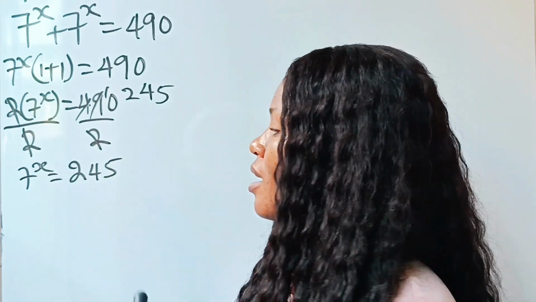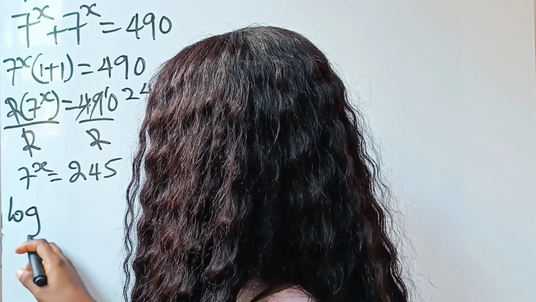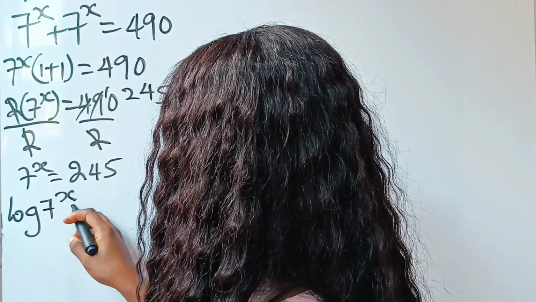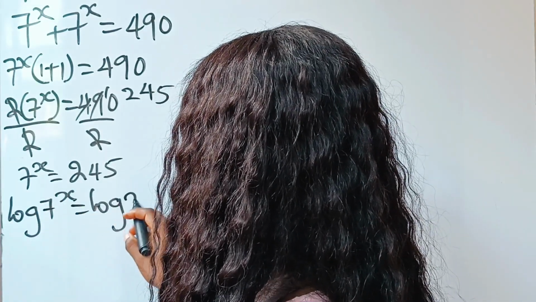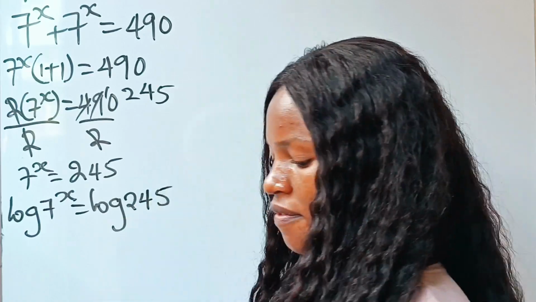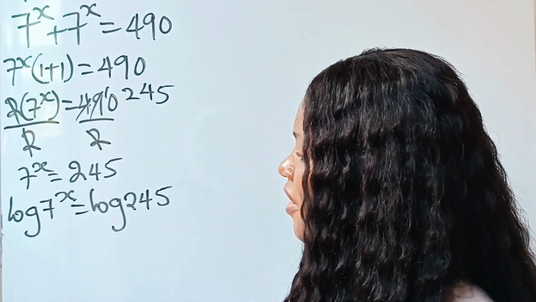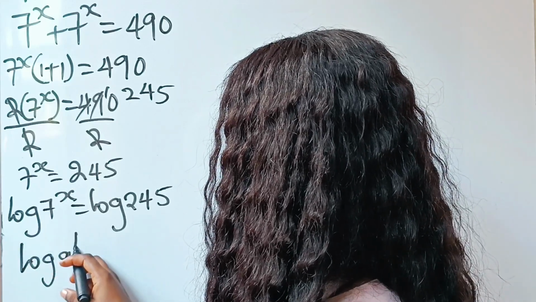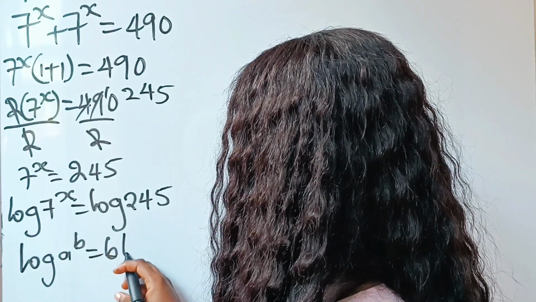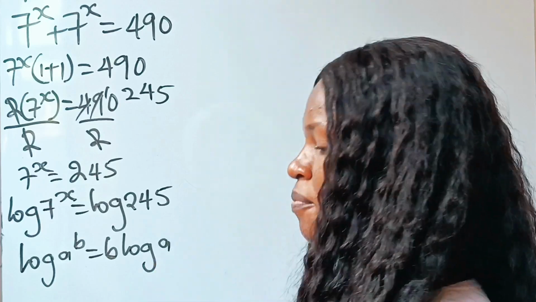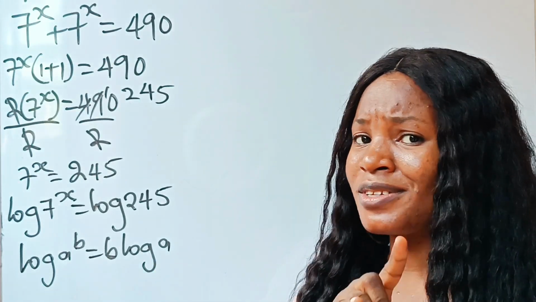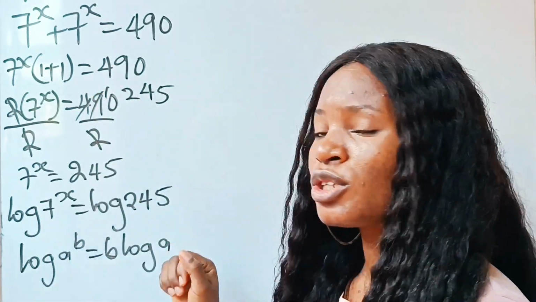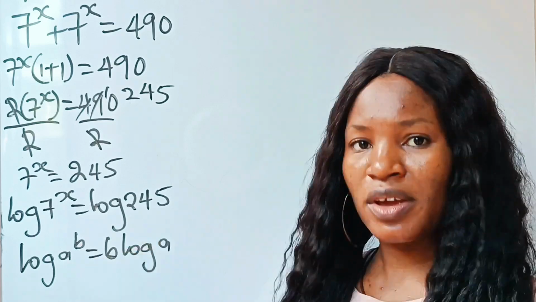of the equation. So we have log 7 to the power of x is equal to log 245. Okay, all right, now when you have log a to the power of b, this is equal to b multiplied by log a. Now the most interesting aspect of this video is not even to get the solution. Getting the solution is very easy.